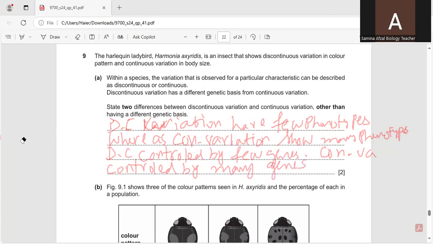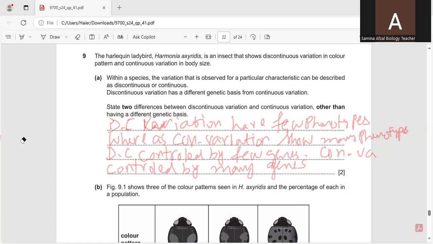The discontinuous variations are not modified by environmental changes, whereas the continuous variations can be modified by environmental conditions. So exposure to sunlight can change the color of the skin, and the skin will be darker as a result of more exposure to sunlight.